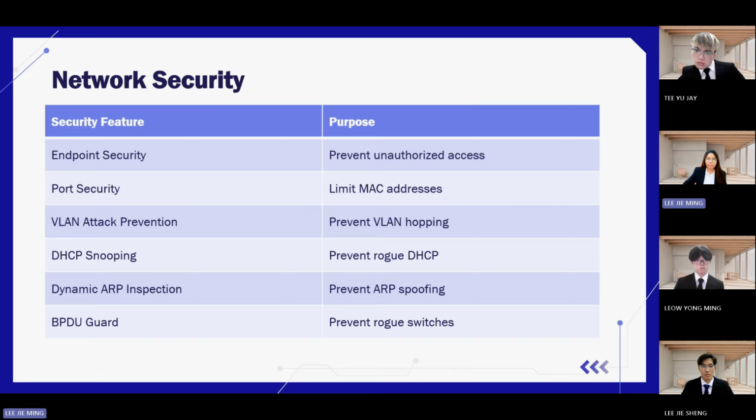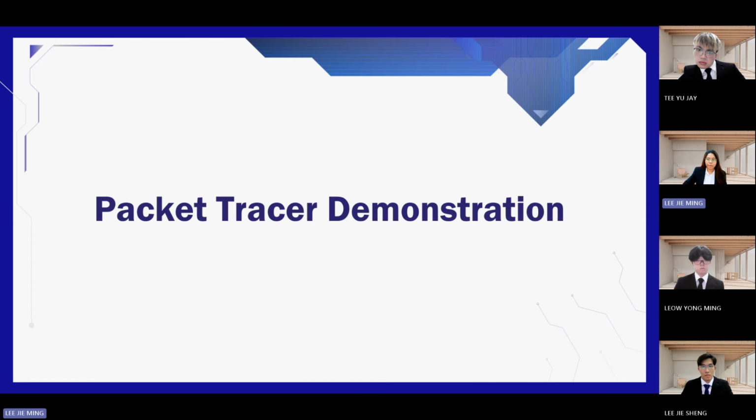DHCP snooping and dynamic ARP inspection are also implemented to provide protection against rogue DHCP server and ARP spoofing attacks. Overall, these security mechanisms improve the confidentiality, integrity, and availability of the Teknova Solution network and provide a more secure and reliable network infrastructure. Now, let's move on to the practical part of our presentation. Mr. TUJ will demonstrate the actual configuration and testing results in Cisco Packet Tracer to verify that all components of the network are functioning as intended.